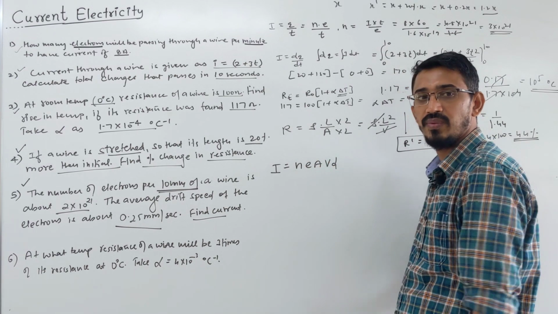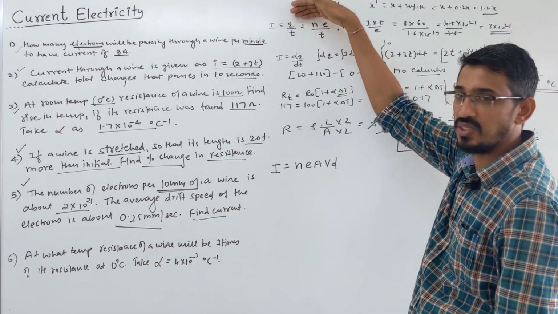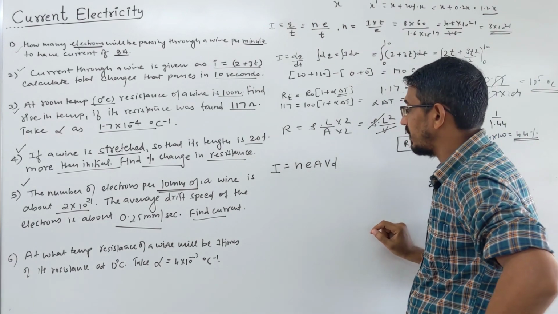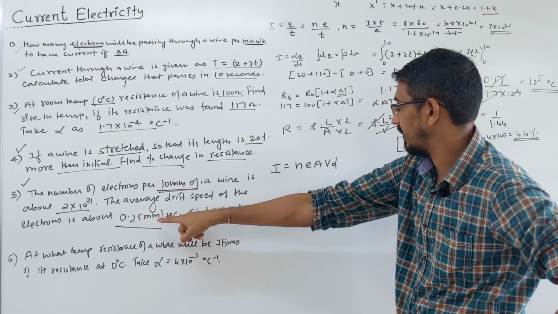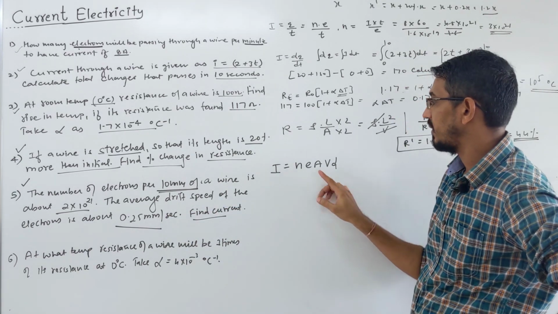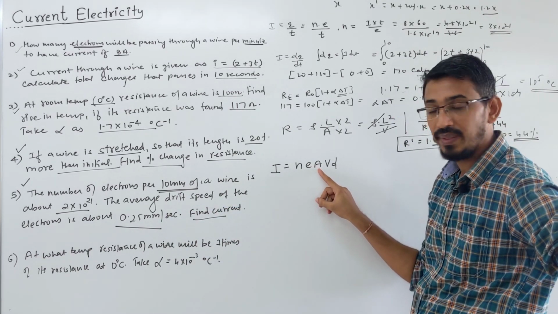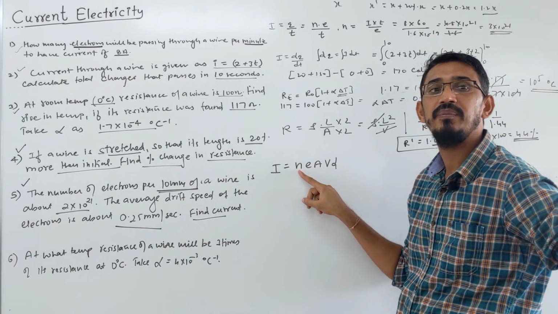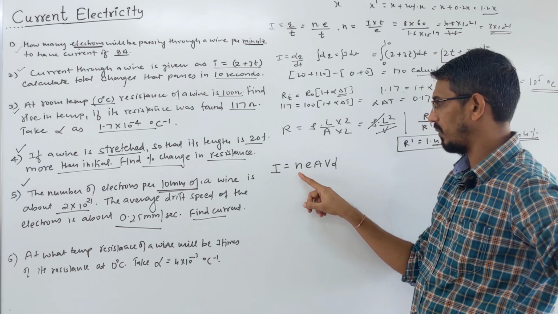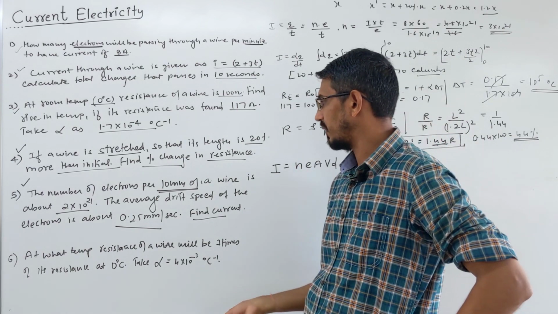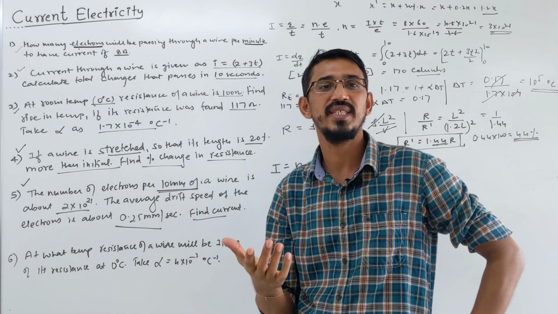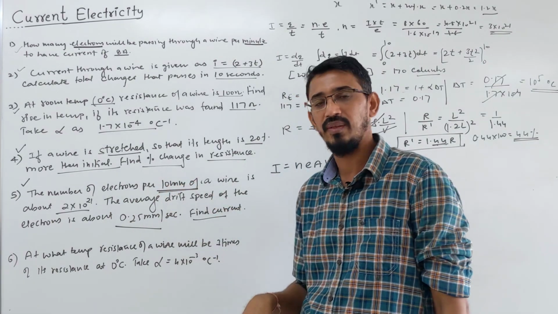This formula, I = neAvd, is in terms of drift velocity and current in terms of charge, right? Look here. What is given to you? Drift velocity is given directly. Charge we know. Area is not given. Number density, the number of electrons per meter cube, per unit volume, is also not given. What is given is the number of electrons per unit length: for every 10 mm, a number is given.